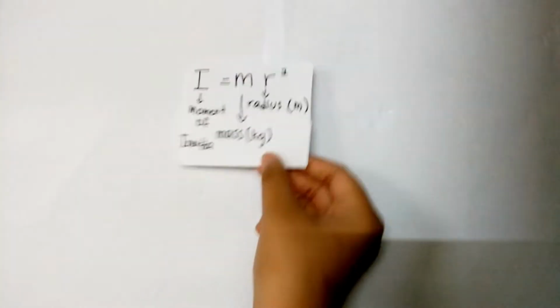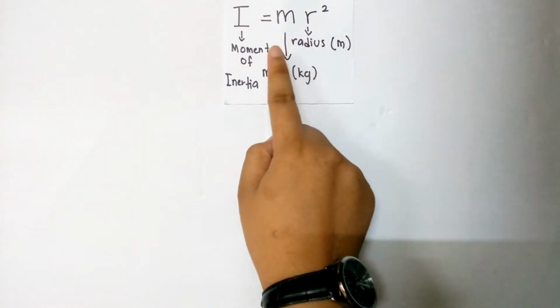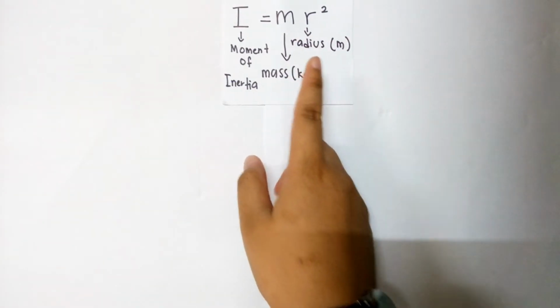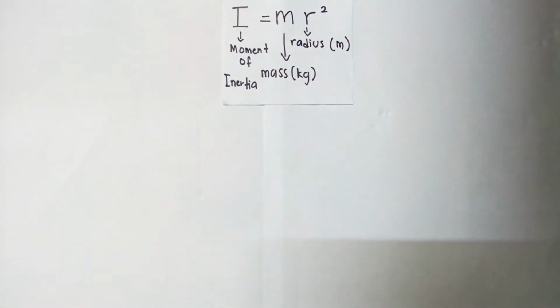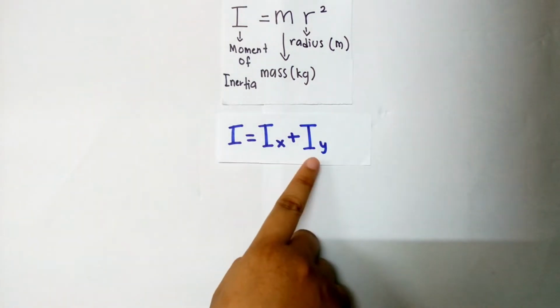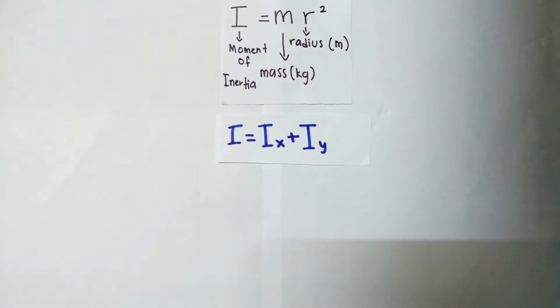Okay, let's answer question A. As we know, the equation for moment of inertia is I equals m r squared, where mass is in unit kg and r is radius in unit meter. So for this question, the moment of inertia of the system is the total of the moment of inertia at the x-axis and y-axis. After that, using all the information given, we just need to substitute into the formula.